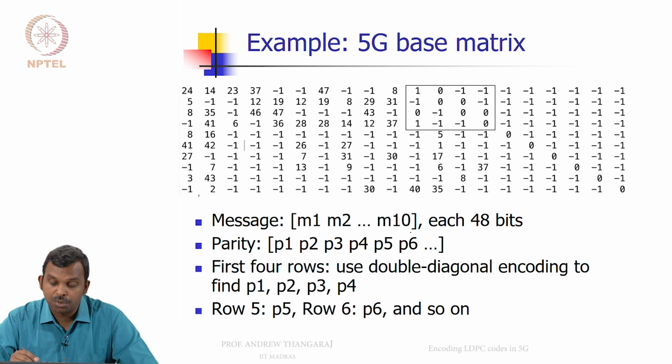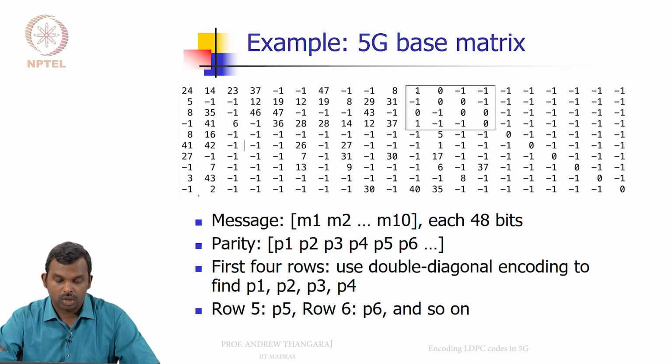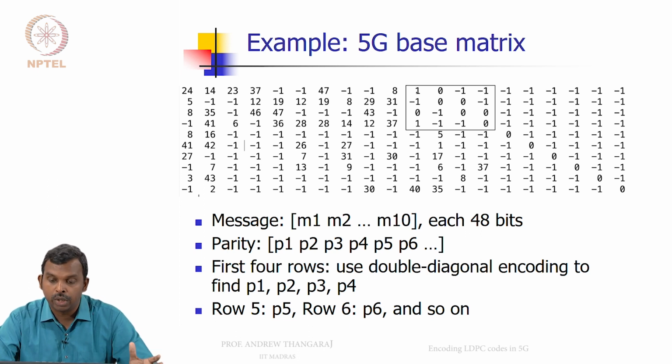You have 10 message blocks, each 48 bits. The parity blocks go as P1, P2, P3, P4, P5, P6, etc. And for the first 4 rows, you can recognize the double diagonal structure here, right? So these zeros are all I's, minus 1s are all zeros, and then 1 is I1, I1, and then you have I itself here. So when you add it all up, you will get P1. So you can find P1, P2, P3, P4 using this double diagonal encoding idea.